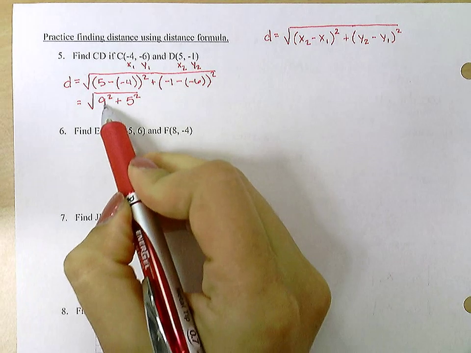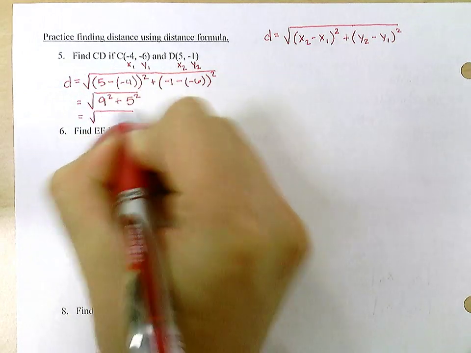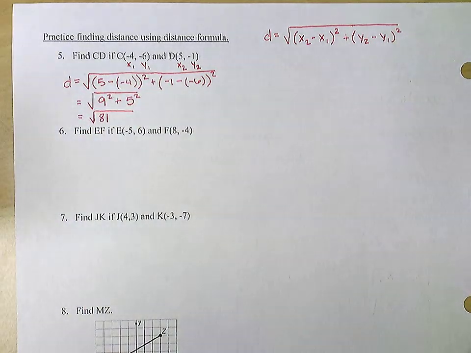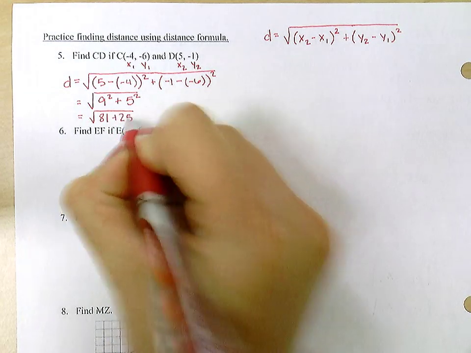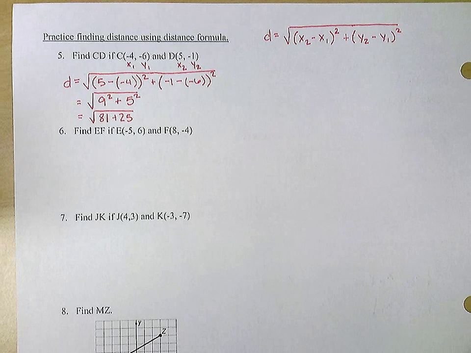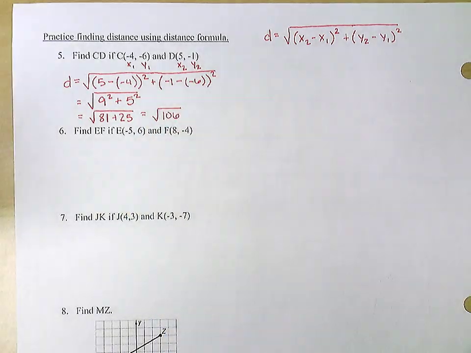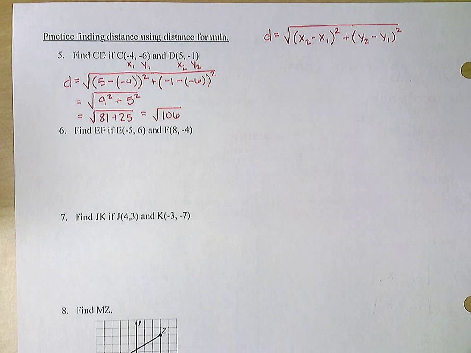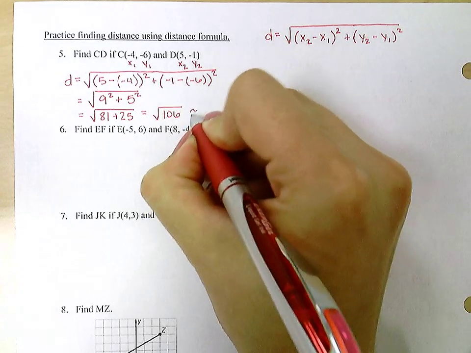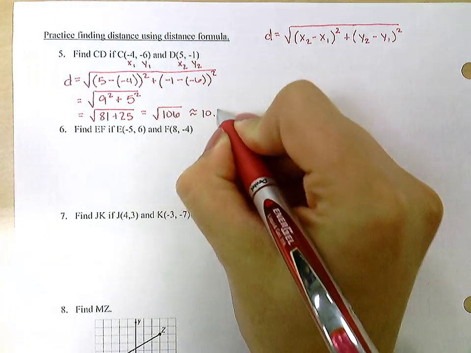Okay, so 9 squared is 81. 5 squared is 25. Again, I have to add those together to get the square root of 106. And I can leave it like that. You don't have to plug it into your calculator. This one doesn't simplify at all. But if you do want to plug it into your calculator, you get about 10.3.